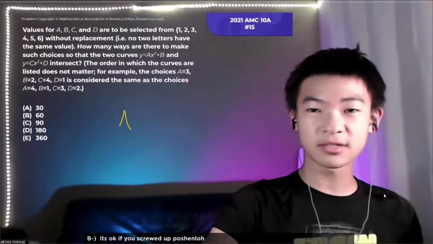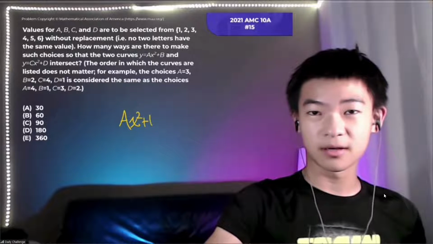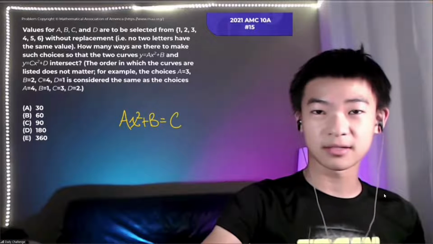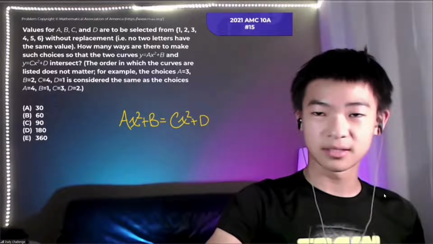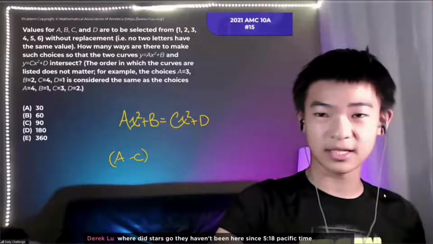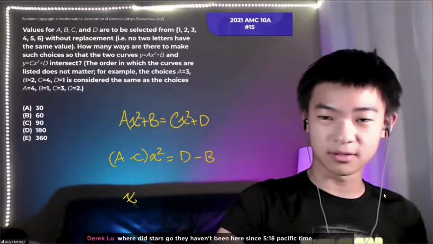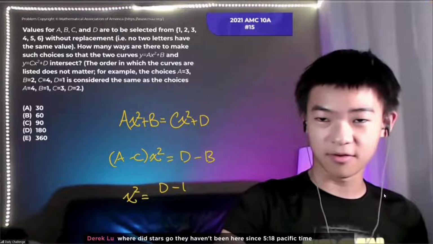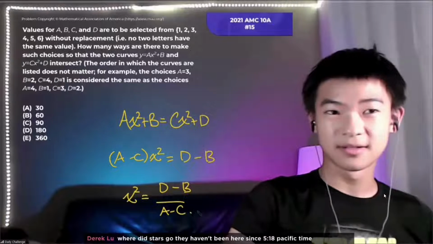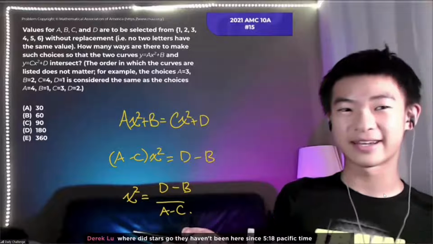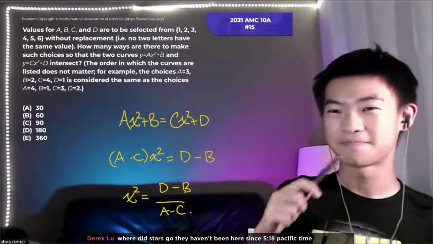So if ax squared plus b, we intersect them, cx squared plus d, this is a minus c times x squared is equal to d minus b, and then x squared is equal to d minus b over a minus c. So the first condition here is that this thing has to be positive.